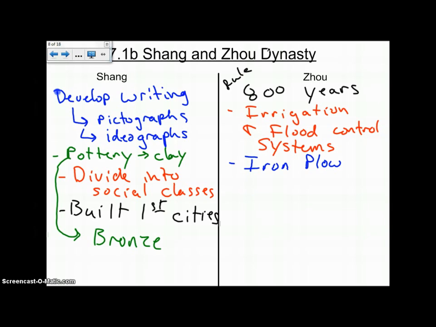Caroline? They made and traded silk. Yep, that's the next one. And this made them pretty wealthy. They made and traded silk along the Silk Route. Okay? Now there's one more.